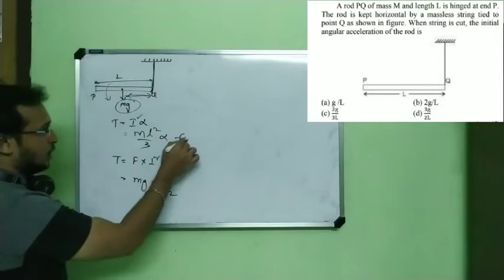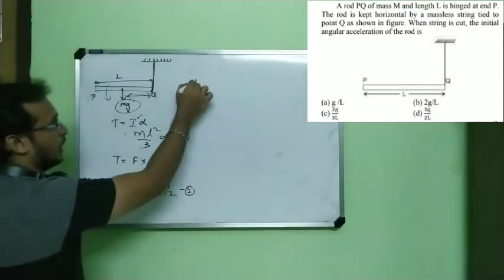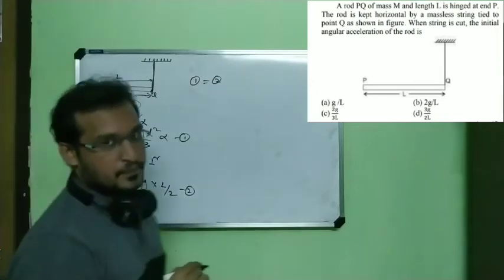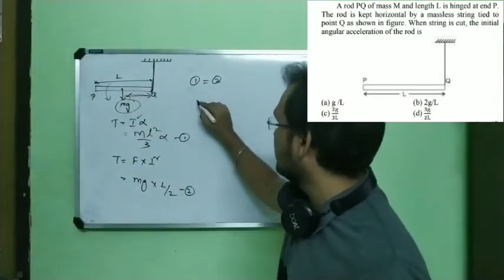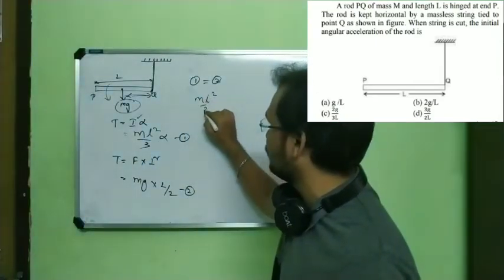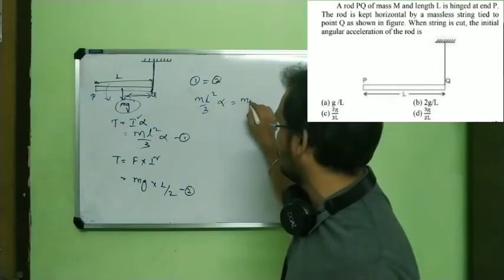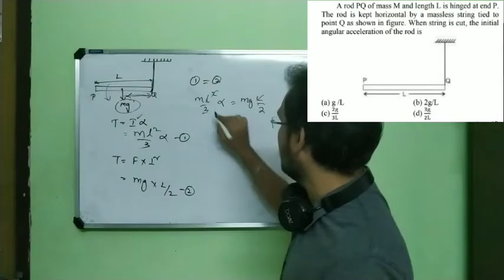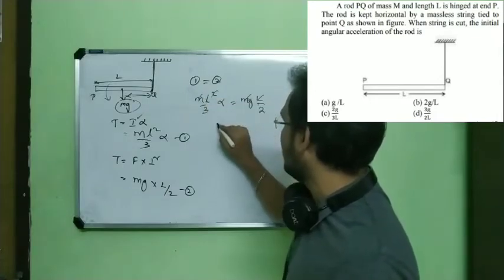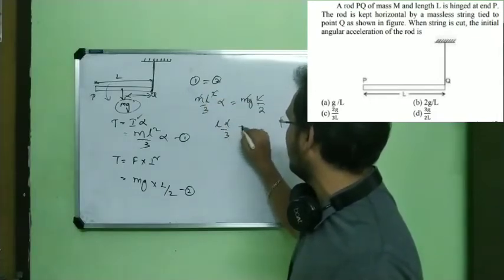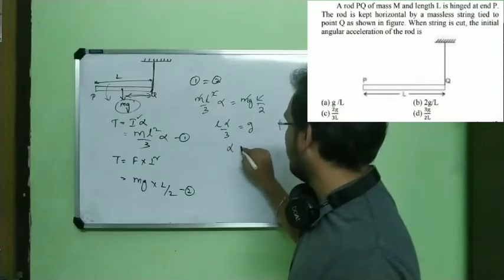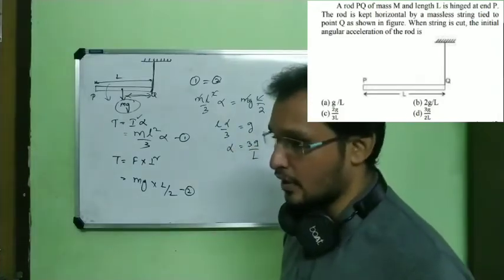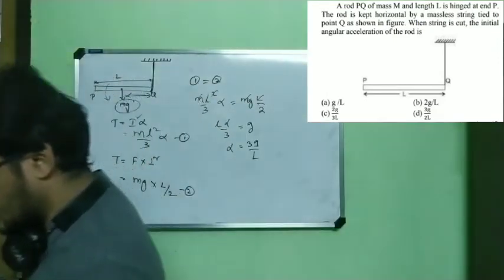So this is equation 1, this is equation 2, and both are torque. Equate 1 and 2, what will you get? ml square by 3 alpha equal to mgl by 2. One L will cancel, m will cancel, you will get L alpha by 3 equal to g, alpha equal to 3g by L.